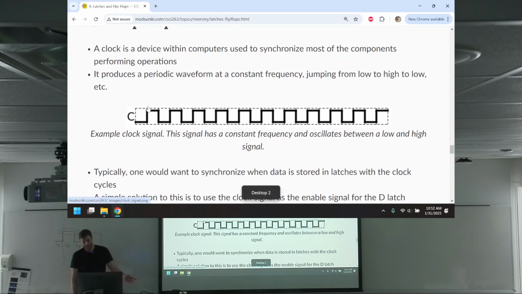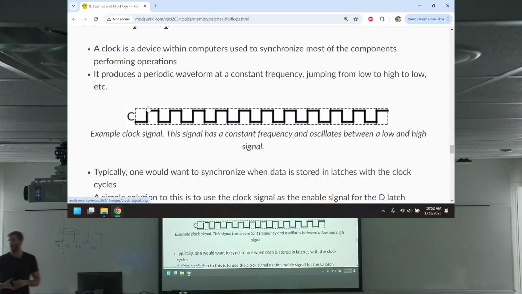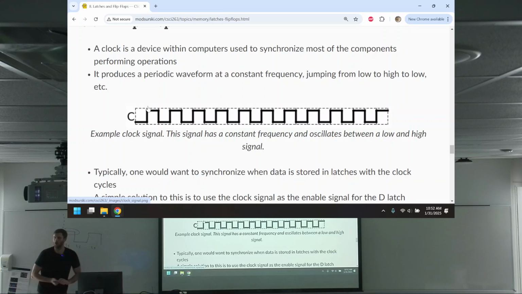All right, so a clock is a device within a computer used to synchronize most of the components performing operations. Some components don't really need synchronization, some of them definitely do. It produces a periodic waveform at a constant frequency, jumping from low to high to low to high, etc. For those of you, be honest, if I say 1 hertz, raise your hand if you know what that means. Okay, so we'll explain it.